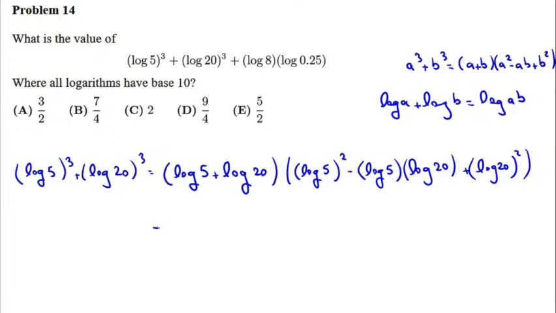So here we can say it is log of 5 times 20, which is 100. And we know the base is 10, and log base b of b to the power of m is m. So we conclude it is 2, times log 5 squared.